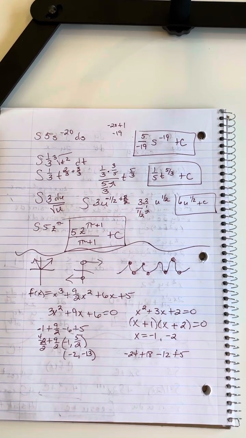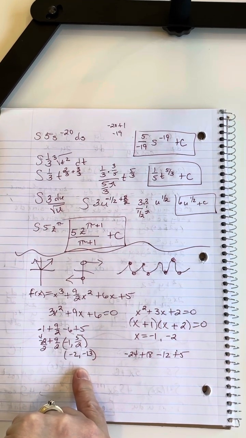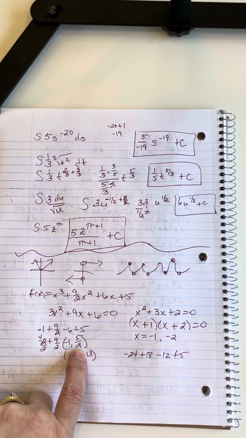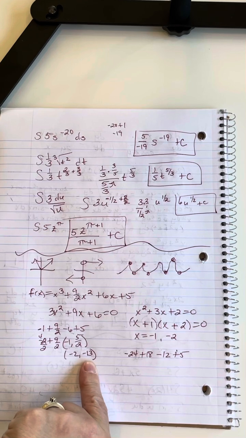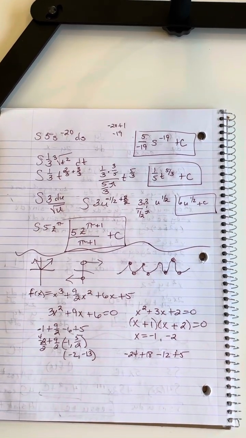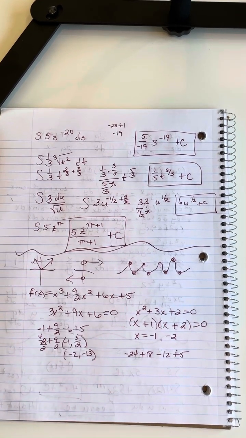Uh-oh. When they plugged in negative 2, they got 3. When they plugged in negative 1, they got 2.5, which is right. Okay, I've done something wrong on negative 2. Let me try, I'm guessing it's got to be my negative 20. No. This one. Oh, see, that didn't work, bummer.